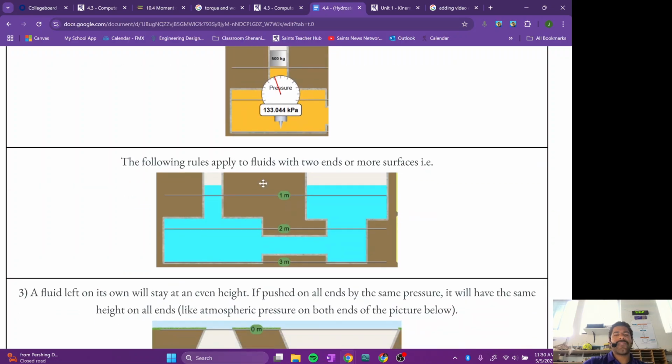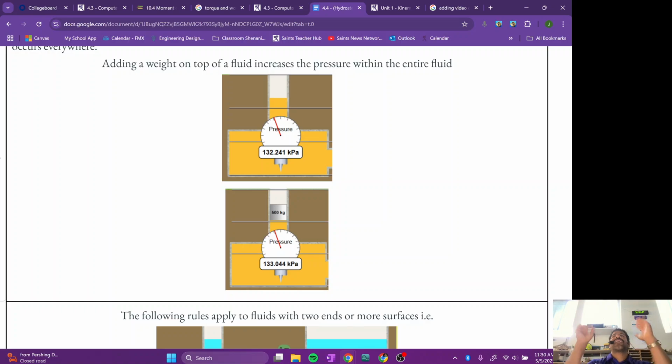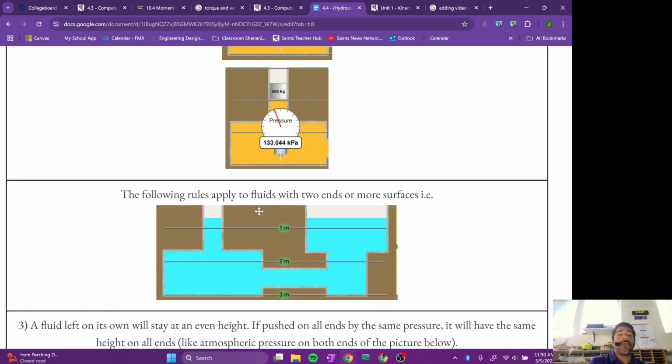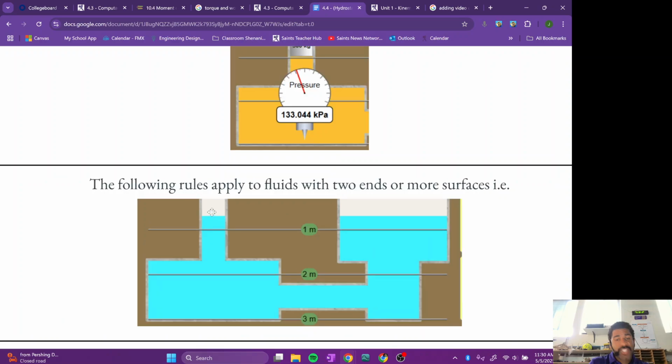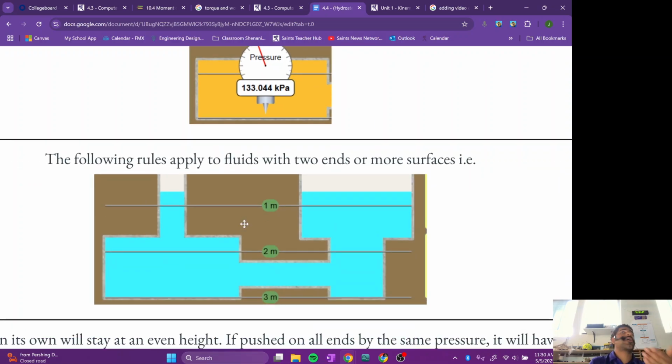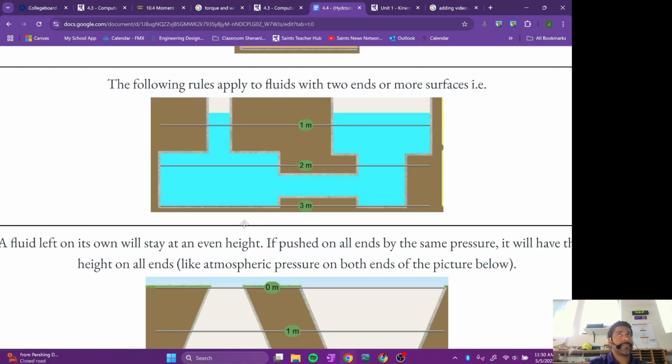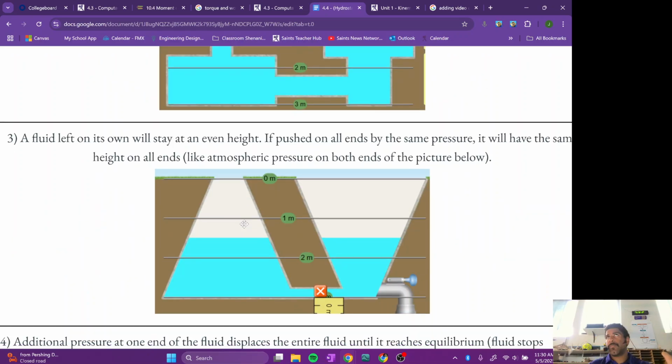So now what we have is a contained fluid where it only has one end, essentially just fluid in a container. However, if we have fluid that has two ends, like this, we have a couple different rules that apply. First of all, if a fluid is left on its own and there's no external pressure added besides the atmosphere pressing down on both ends, right? It's not just on one end, but on both ends. What do you notice about the fluid at both of these ends? It's the same height. That's the equilibrium.